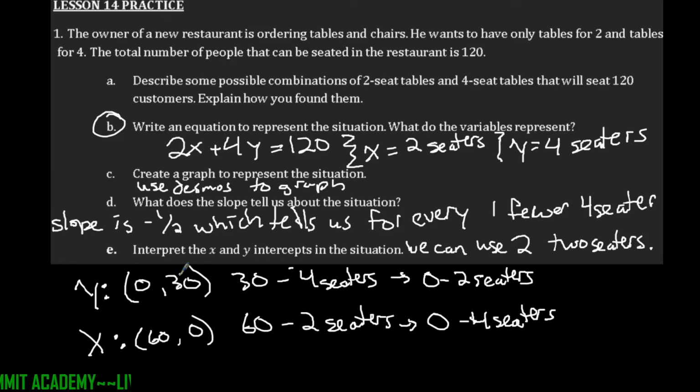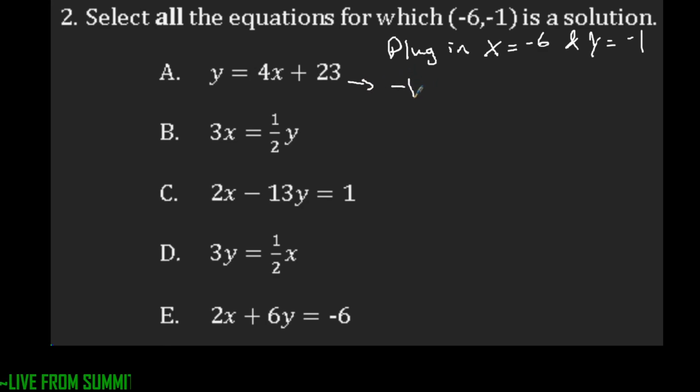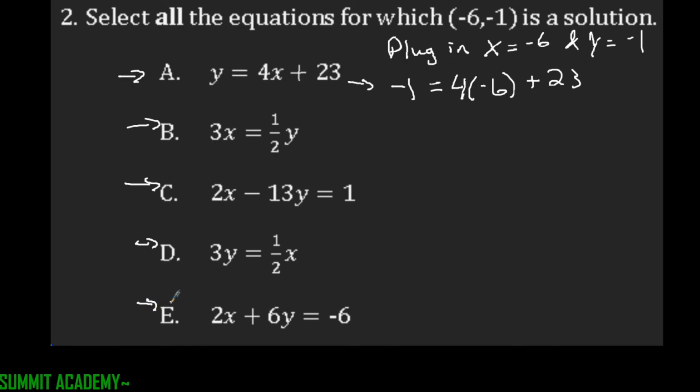All right, so the next part, plug in, just like we did in the previous lesson, plug in your ordered pair. So plug in x equals -6 and y equals -1. So if I was to rewrite it, I'm saying, does -1 equal 4 times -6 plus 23? So plug in for each of these equations, you've got plenty of space to see if those work.